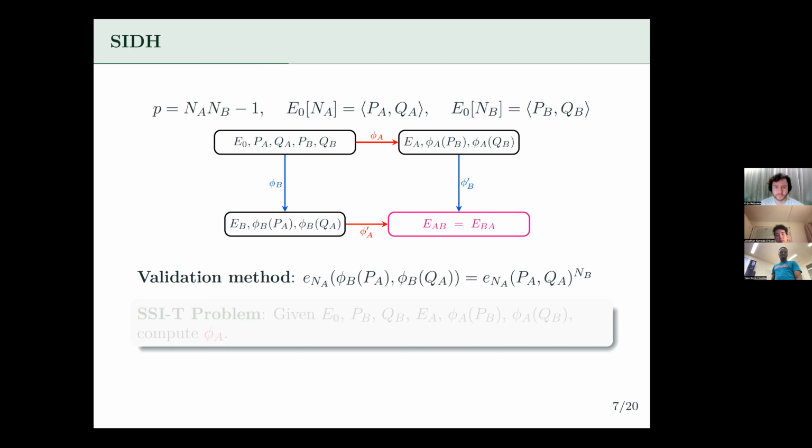So in SIDH, what is the underlying hard problem? Here you have the supersingular isogeny problem with torsion point information, where you are given the starting curve and the end curve and the action of the secret isogeny on some torsion points, and you are asked to recover the secret isogeny.